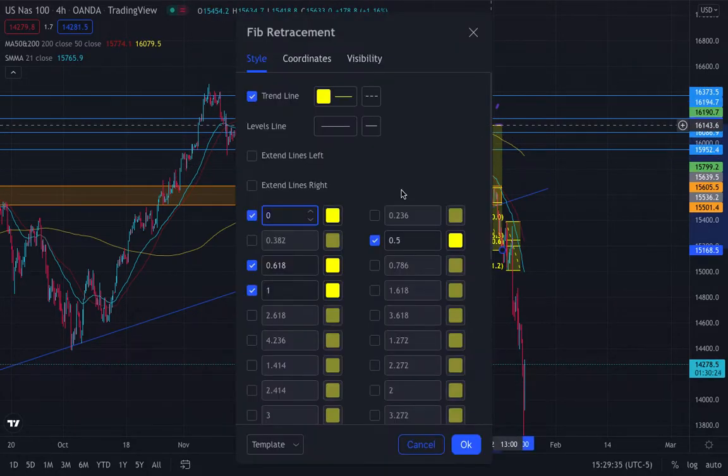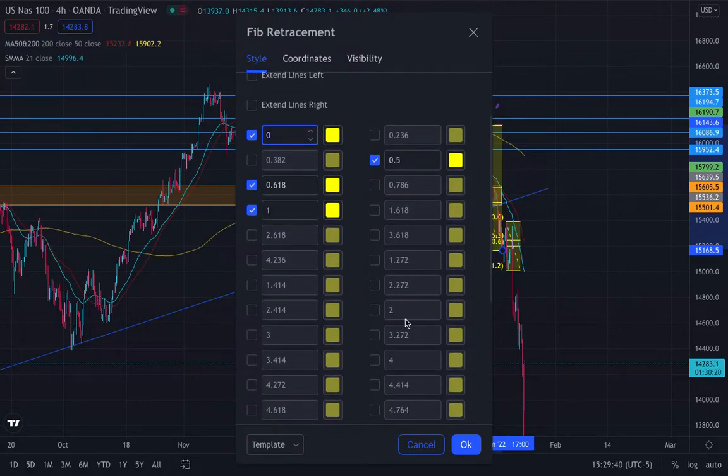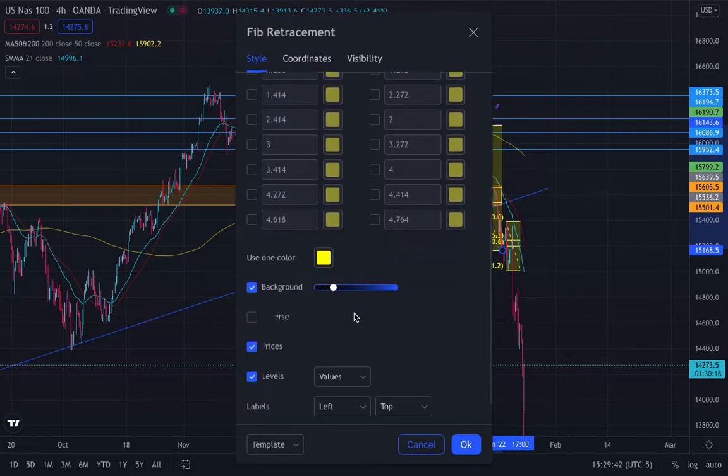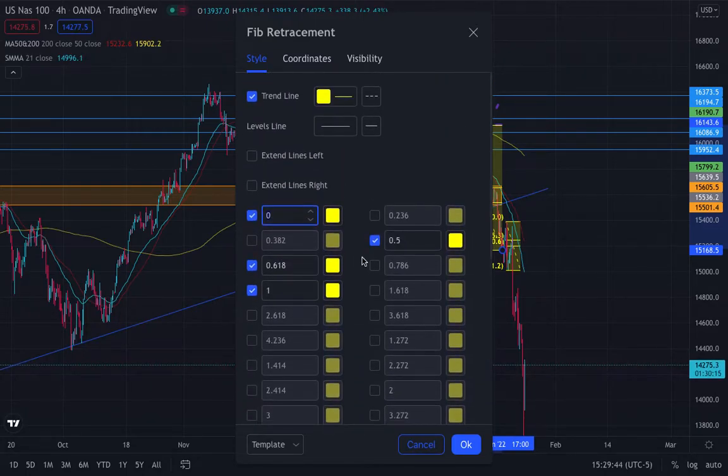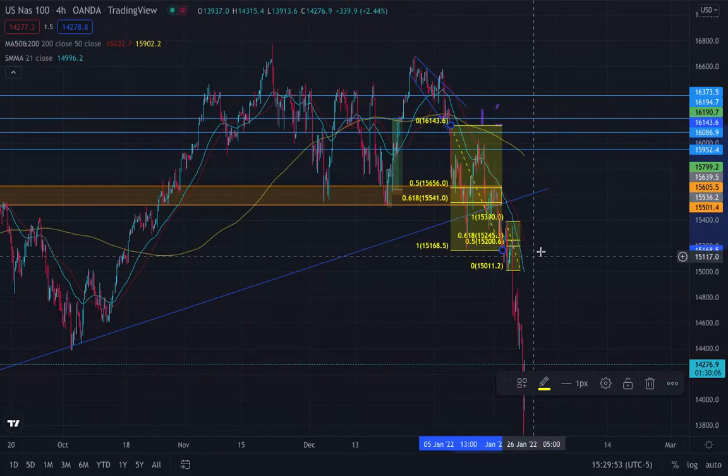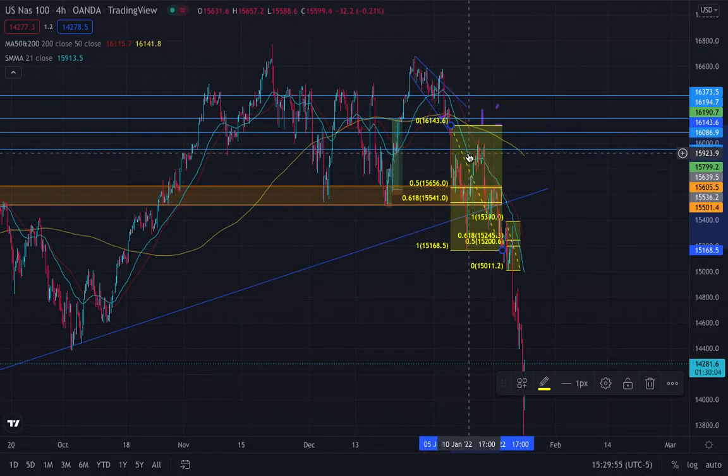If you click on it, you can see that there's a ton of different stuff in here, all the different fib retracement levels. And for myself personally, I will basically only use 0, 1, 0.5, 0.618. I draw it with the trend. There's a lot of different ways to use it.